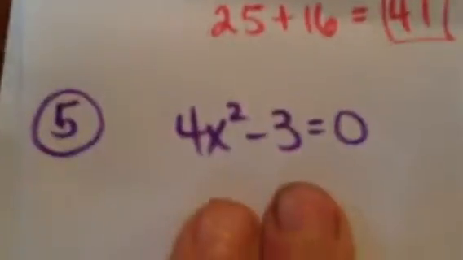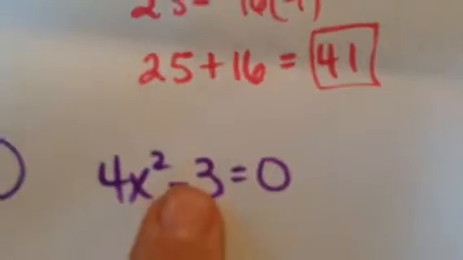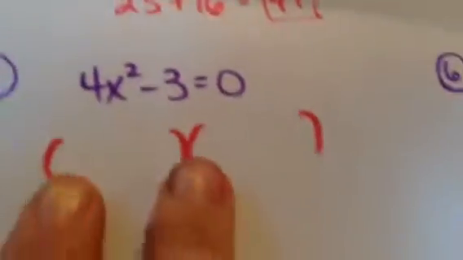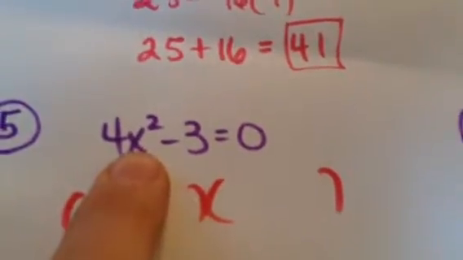Okay, now this one's a little harder. You would hope that this is the difference of squares. They're wanting you to just find the factors. That means find two things that multiply together to give you this.